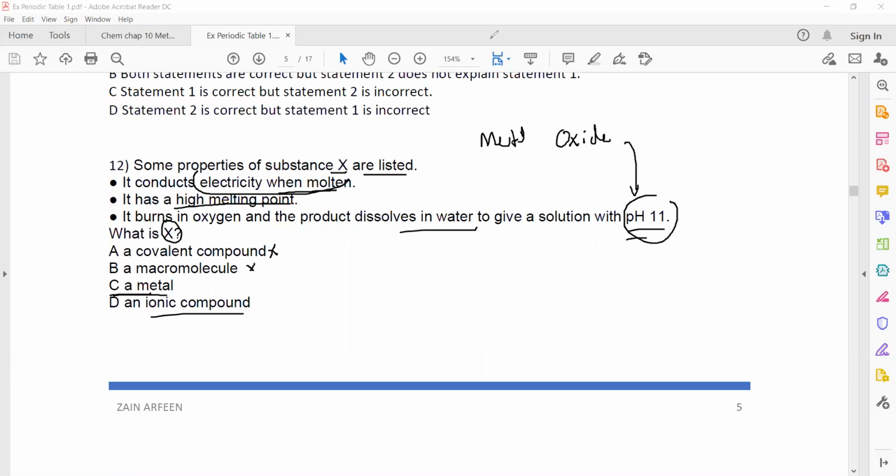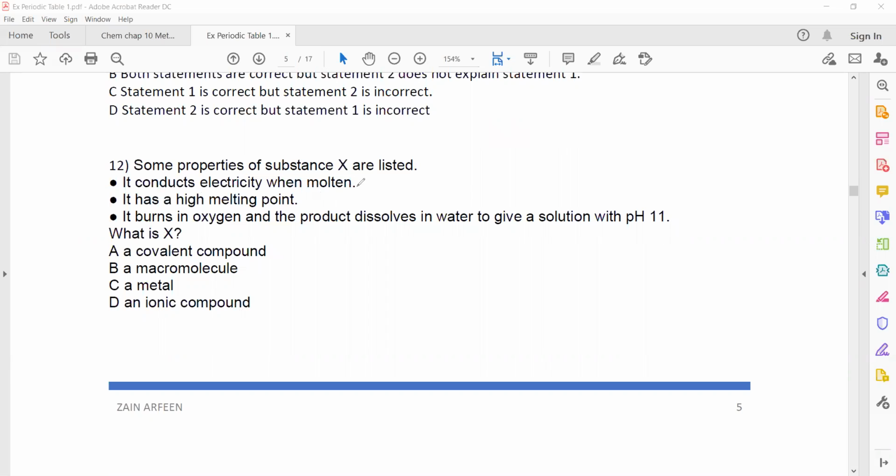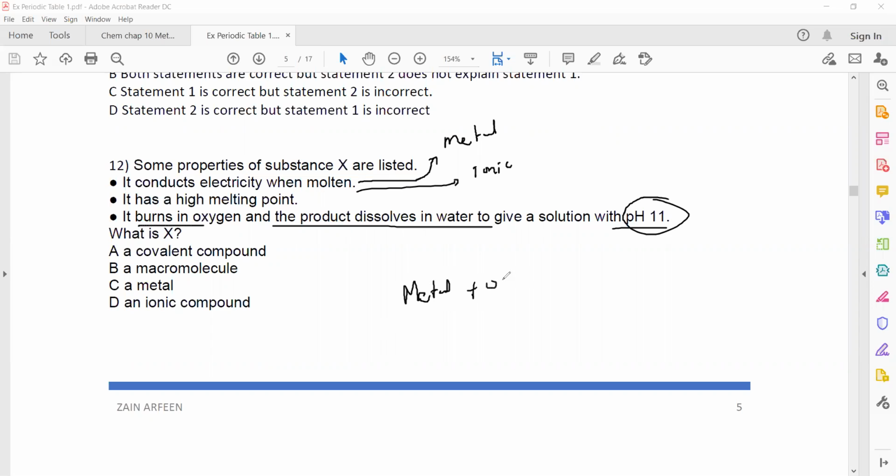So from the first property, it conducts electricity when molten, it can be a metal or it can be ionic. Both possibilities are there. It has high melting point, so it can be metal or ionic. But the last property, burnt in oxygen and the product dissolves in water to make a pH 11, means alkaline solution. So which substance burns in oxygen? Metal plus oxygen.